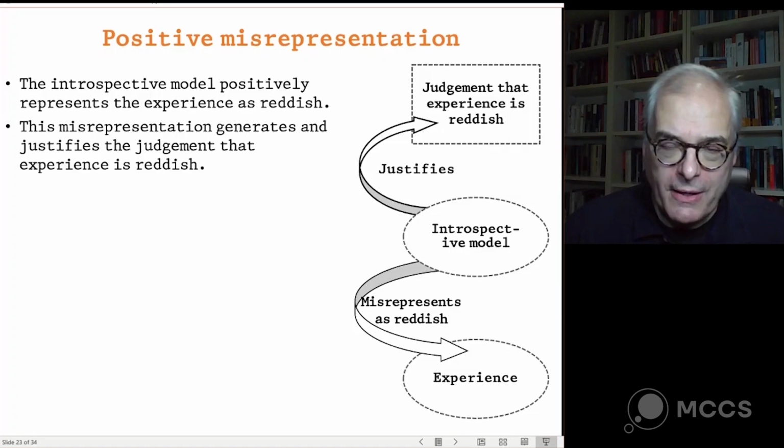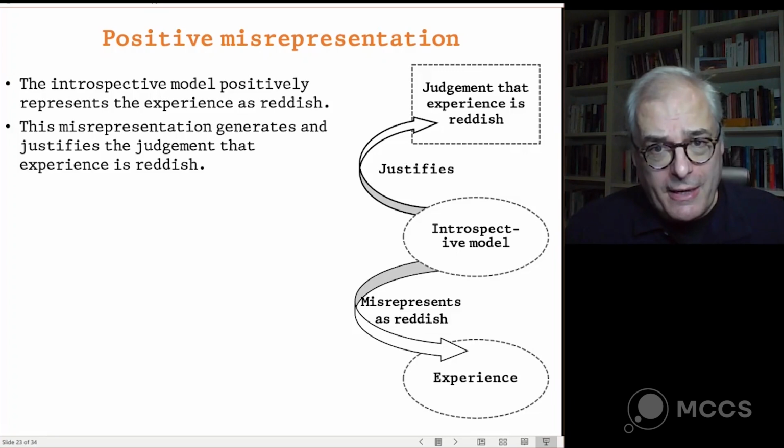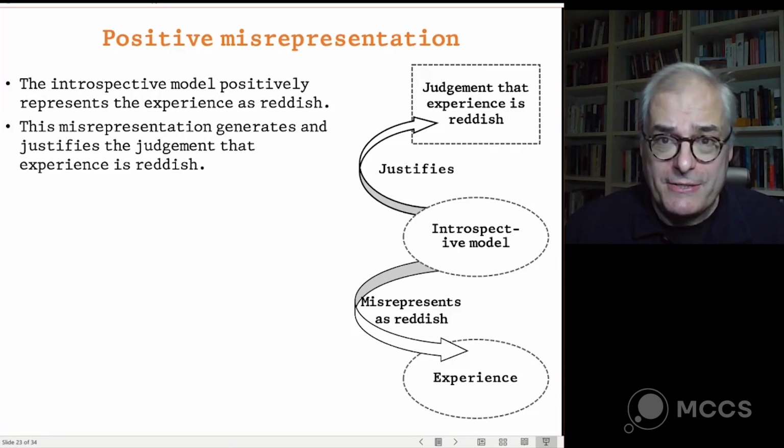So here we might say that the misrepresentation is deeper. The illusion is deeper. It's at the subpersonal level, at the level of the introspective model, whereas on a negative misrepresentation view, the illusion is more superficial. It lies in our interpretation of the introspective model, our judgments based on what introspection is telling us. So we might say that on the negative misrepresentation model, introspection isn't lying to us. It's just giving us a very incomplete story, which we then misinterpret. On the positive misrepresentation story, introspection is actually lying to us. It's actually telling us that there's reddishness there, and we're just trusting it.